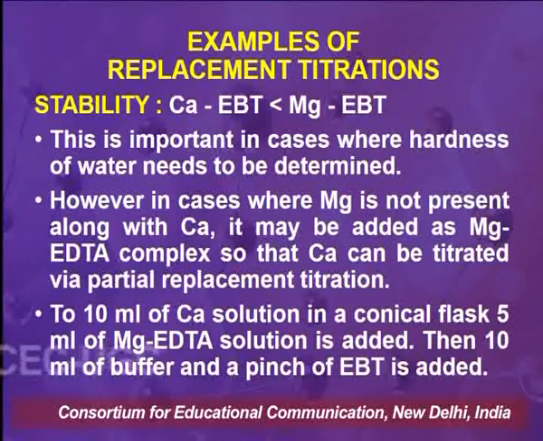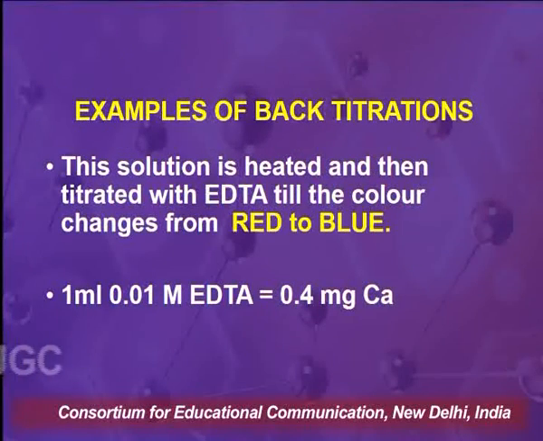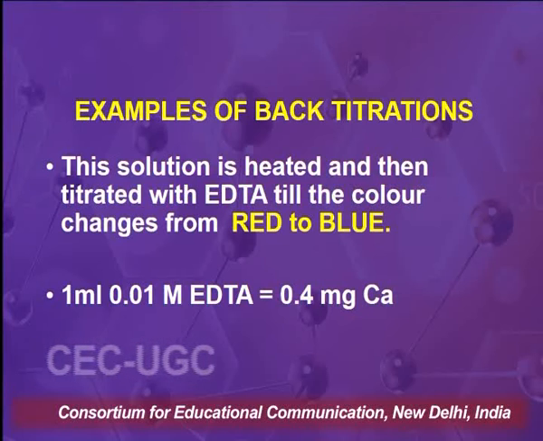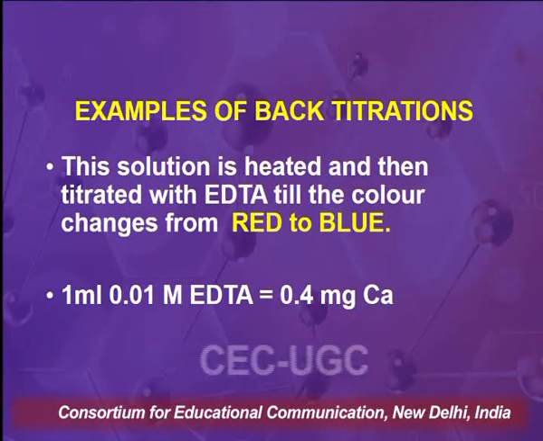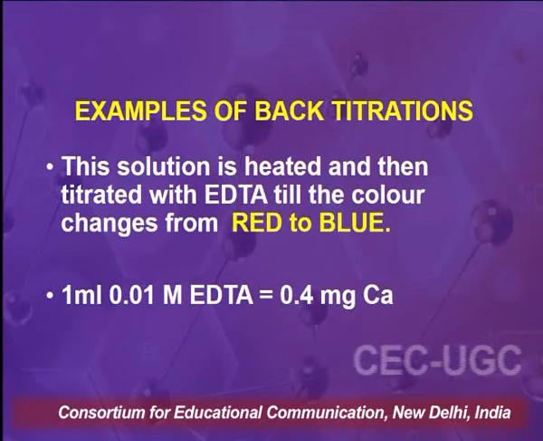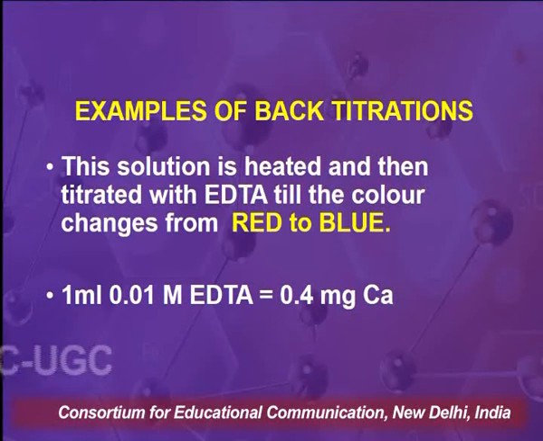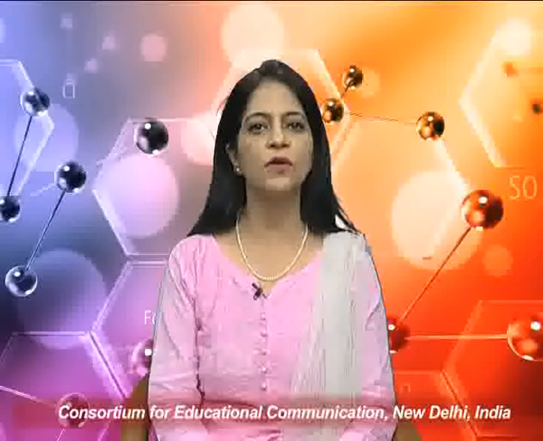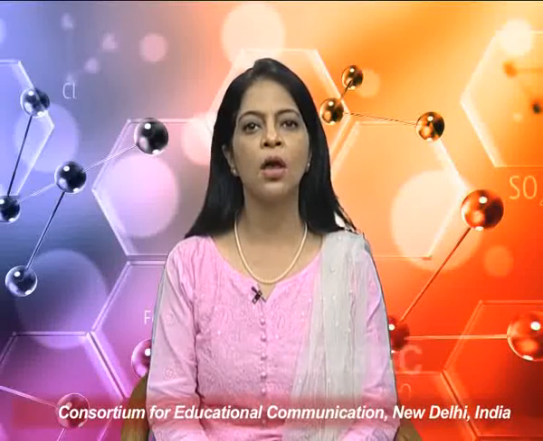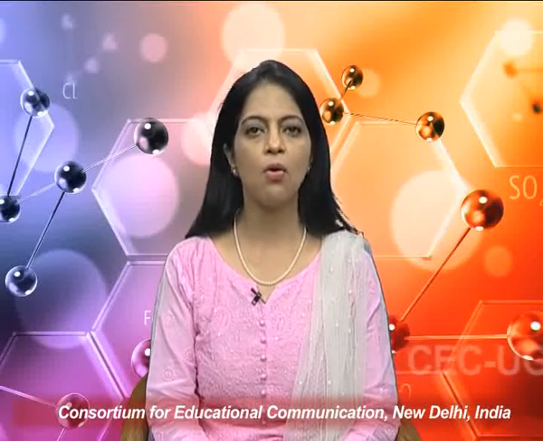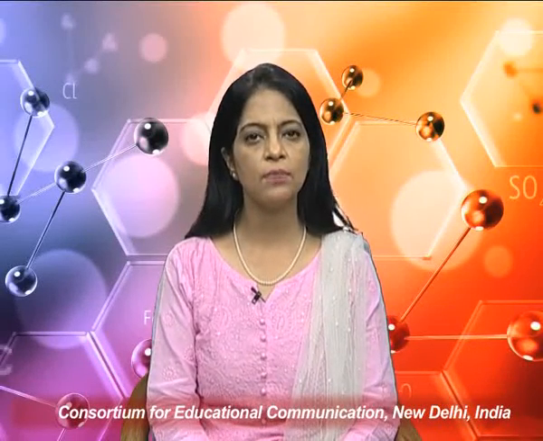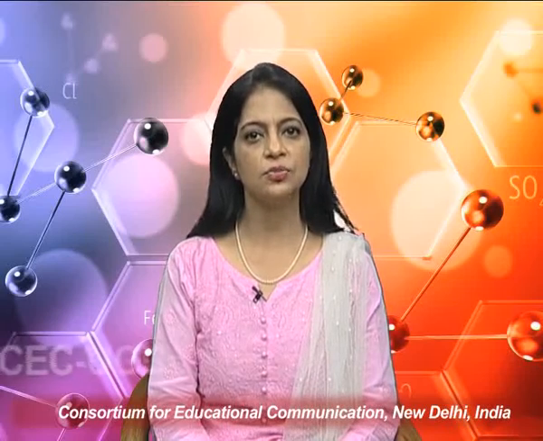Then 10 ml of buffer needs to be added again to maintain the pH, and a pinch of the indicator EBT is added. This solution is then heated and then titrated with EDTA till the color changes from red to blue. This color change is the same as in the case of individual titrations of zinc with EDTA or magnesium with EDTA, or as in this case calcium with EDTA.